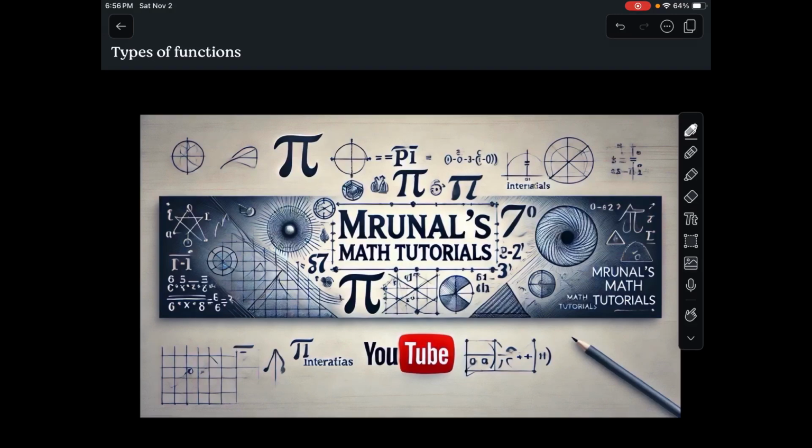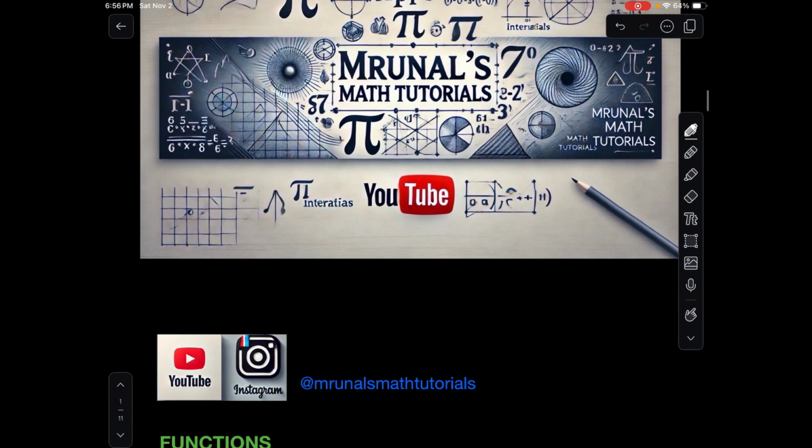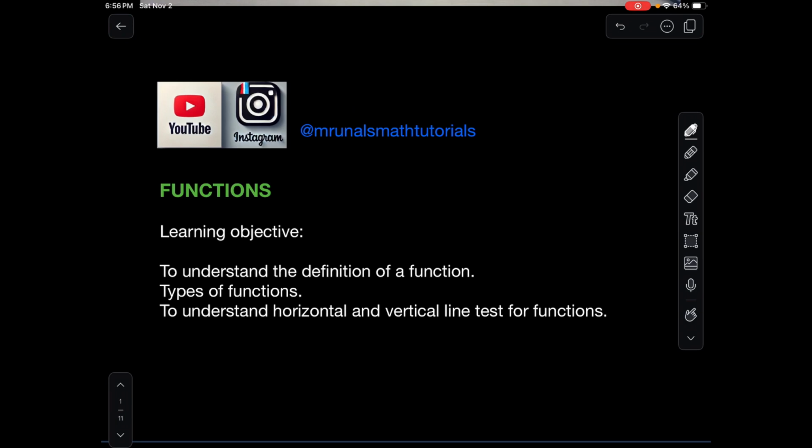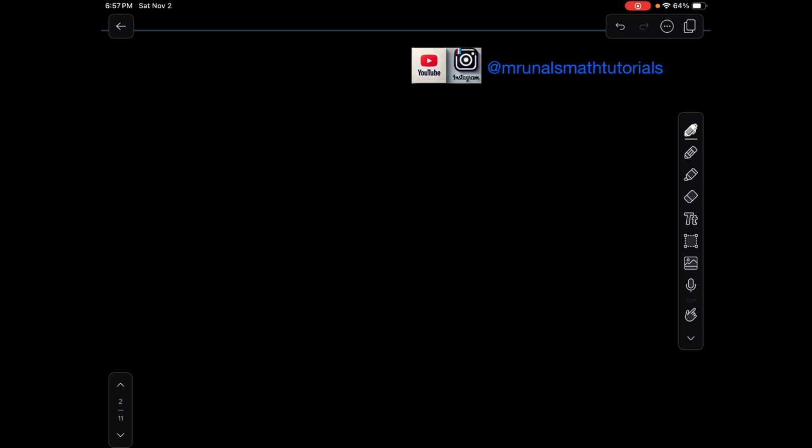Today we're going to look at functions, the topic of functions. So in today's tutorial we'll be focusing on understanding the definition of a function, the different types of function, and also the horizontal and vertical line test for functions. So what is a function?